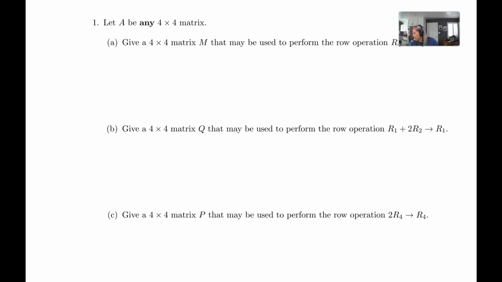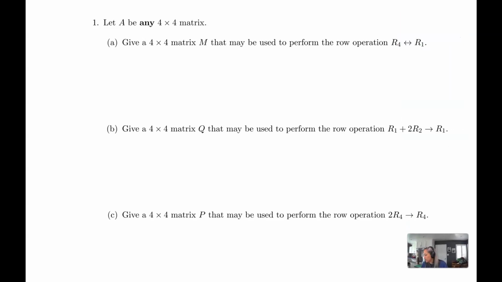All right, our final assessment in this little section on matrices was about writing our row operations as matrices that we could do matrix multiplication with. So first and foremost, they said let A be any 4 by 4 matrix. So they're just saying, hey, we have a 4 by 4 matrix that we want to manipulate. Let's discover what those things would be.